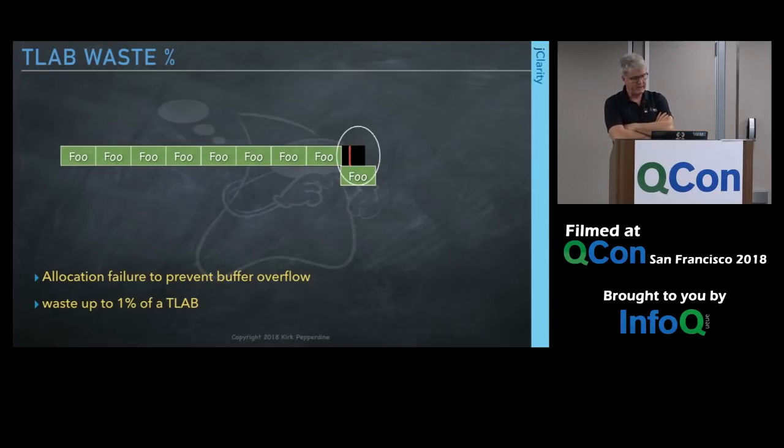So if you have these situations occurring quite frequently where you can't allocate because you're below the TLAB waste percentage threshold, but your object is going to overflow the buffer, then that's a condition, if you can recognize it, you can adjust that waste percentage and get rid of these failed allocations. And that can make some difference in the performance of your allocators.